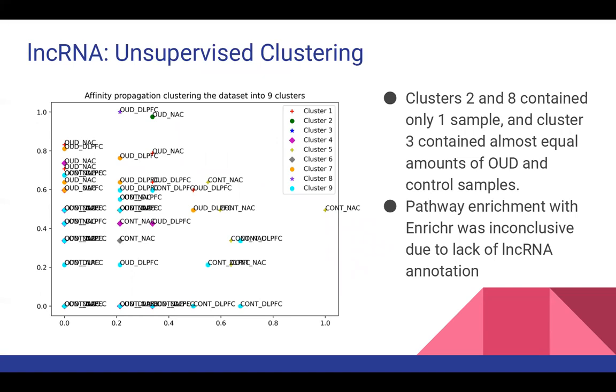Unsupervised clustering of data using affinity propagation resulted in 9 clusters. Clusters 2 and 8 contained only 1 sample, and cluster 3 contained almost equal amounts of OUD and control samples. Clusters 1, 4, and 7 contained mostly OUD samples from both brain regions, whereas clusters 5, 6, and 9 contained mostly control samples when combined. Consequently, the combination of clusters 5, 6, and 9 were used as a control to compare clusters 1, 4, and 7.